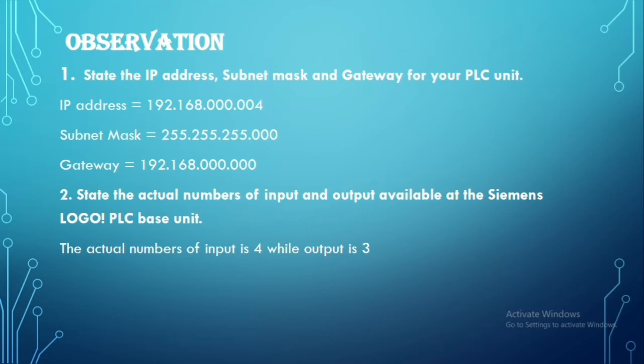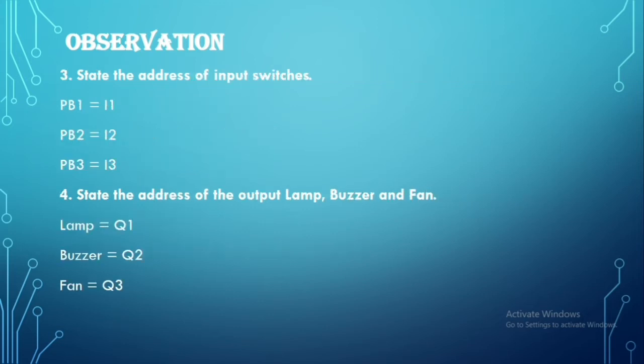For question number 2, state the actual numbers of input and output available at the Siemens Logo PLC base unit. The actual numbers are: input is 4 while output is 3. Okay, for question number 3, state the address of input switches. For PB1 is I1, for PB2 is I2, while for PB3 is I3.